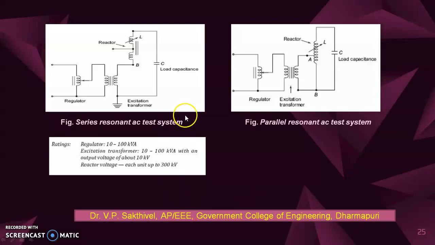Okay, here it's shown the series resonant and parallel resonant circuit. In this arrangement, on the input side we have the voltage regulator, and the excitation transformer is connected to the variable inductor with load capacitance. And here the ratings are given. The regulator rating is 10 to 100 kVA. Then the excitation transformer rating is 10 to 100 kVA with an output voltage of about 10 kV. Then the reactor voltage is up to 300 kV.